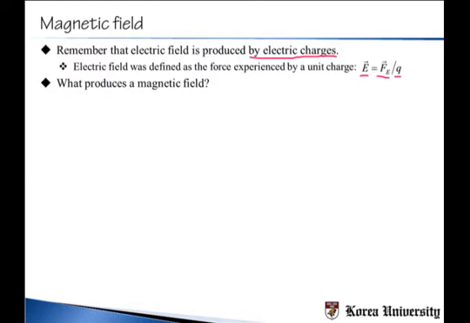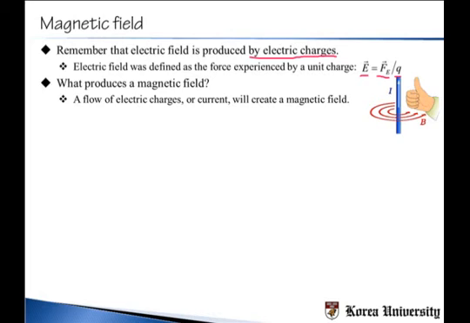But then there are magnetic charges like electric charges. Of course, in the past, scientists thought about magnetic charges because that is the natural way to think about it. But there are no magnetic charges. Why? Because you cannot separate the North Pole from the South Pole, just like you separate positive charges from negative charges. So it is not magnetic charges that produce a magnetic field, but in fact a flow of electric charges, or a current, that creates a magnetic field.